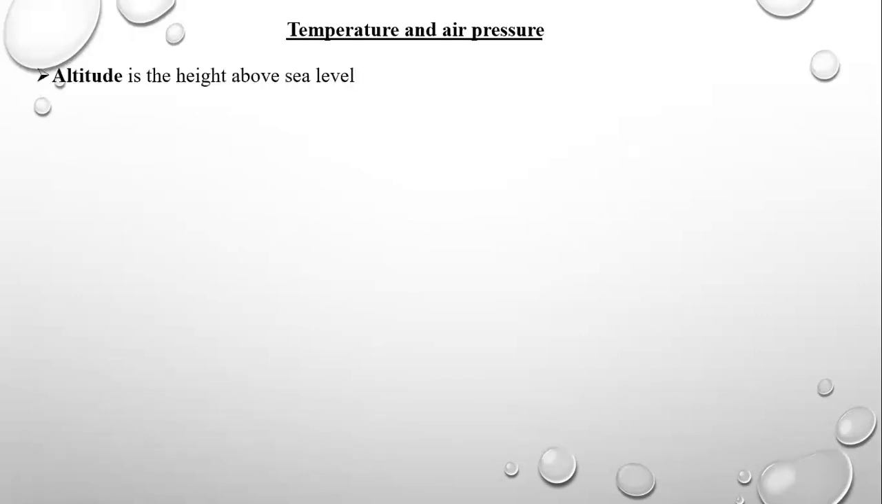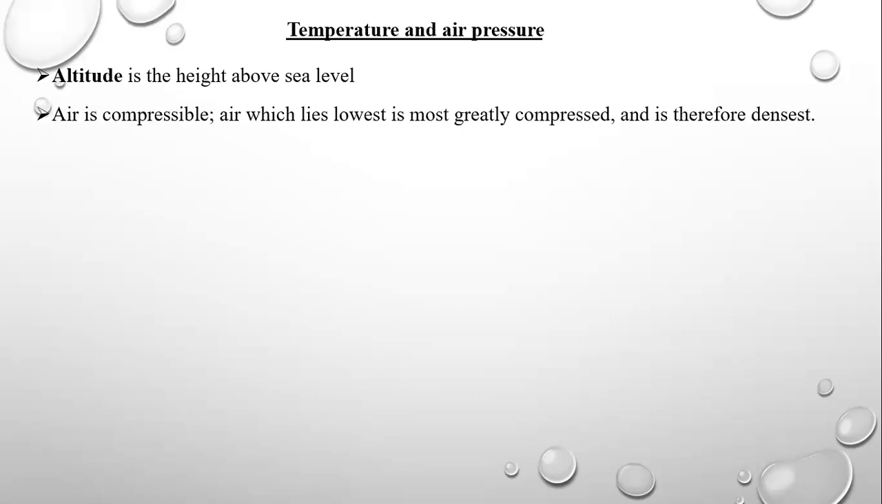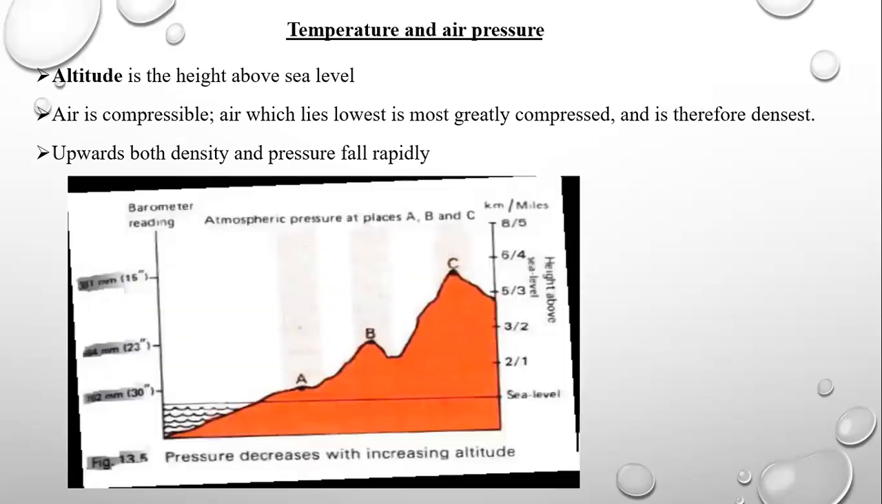Now, altitude is another very important aspect. When we say altitude, altitude is the height above sea level. Air is compressible. Air which lies lowest is greatly compressed and therefore densest. So upwards, both density and pressure fall rapidly.